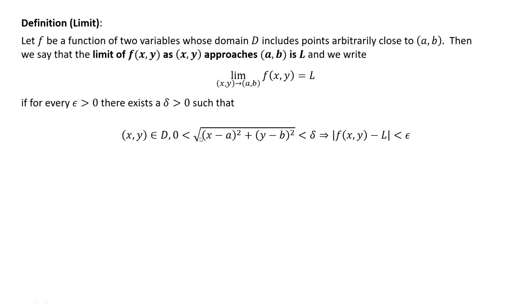So when we say this is less than delta, let's square both sides, ignore the zero part. I'll get to the zero part in just a second. If this square root is less than delta, then without the square root, (x minus a) quantity squared plus (y minus b) quantity squared should be less than delta squared. What does that mean? That is simply the inside of a circle whose center is a comma b and radius is delta.